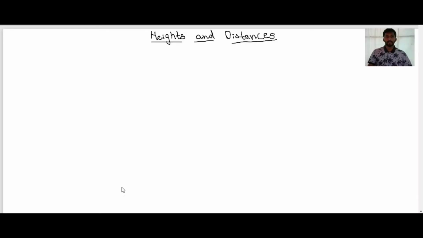Good morning, students. Our next chapter is heights and distances. This is one of the real life applications of trigonometric functions, that is the sine function, cos function or tan function. Okay, how to find heights or distances of objects using trigonometric identities.